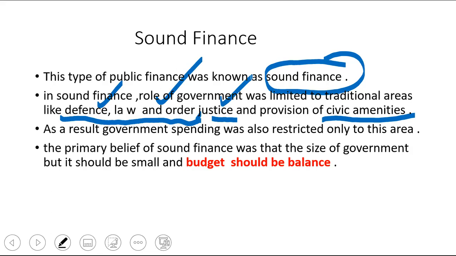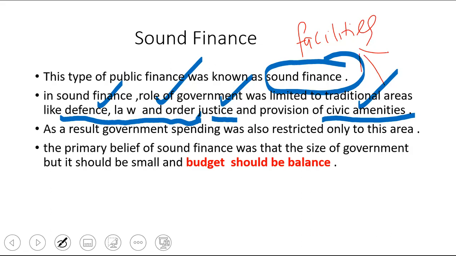C, justice. D, civic facilities. Amenities means facilities. Civic facilities, that is water supply and all that.